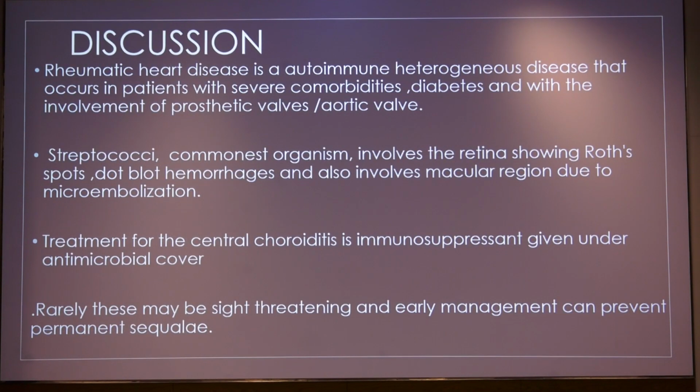Rheumatic heart disease is an autoimmune heterogeneous disease, with streptococci being the commonest organism. It involves the retina, showing Roth spots and dot hemorrhages, and also involves the macular region due to microembolization. So there may be some link between the heart and the ocular manifestation. To conclude, treatment for central choroiditis is immunosuppression given under antimicrobial cover. These central choroiditis manifestations are sight-threatening and should be managed early, which can prevent permanent sequelae.